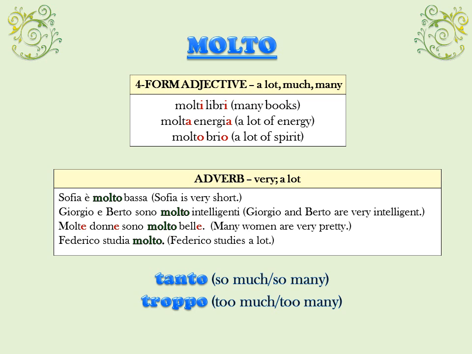The word molto can function both as a four-form adjective and as an adverb. As an adjective, it must agree in number and gender with the noun it is modifying, and its meaning is a lot, much, or many. Some examples are molti libri, molta energia, molto brio. As an adverb, its meaning is very when it modifies an adjective and a lot when it modifies a verb. As an adverb, molto has no agreement with anything. It is always just molto.